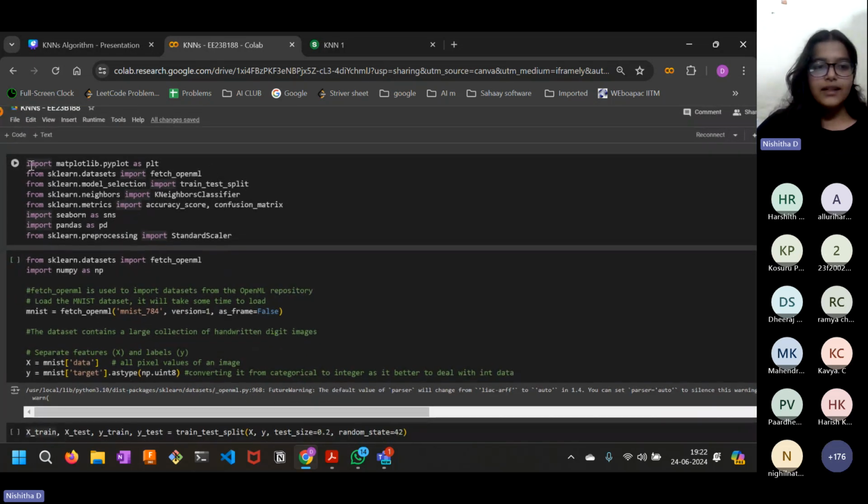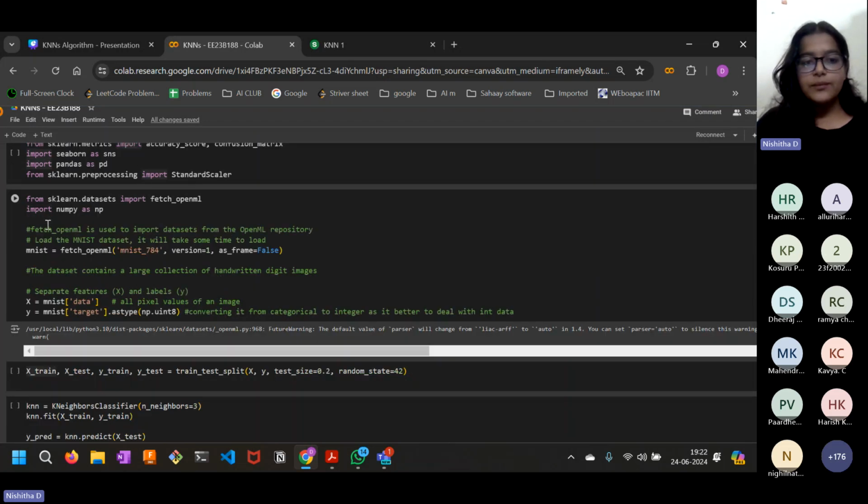Okay, so here I'm importing the libraries. We're going to create the KNN model and see how it's performing on our test data set. You'll see them as we go along. From the sklearn.datasets library, I'm importing a function known as fetch_openml. This fetch_openml is a very important function that can be used to import datasets from an OpenML repository. So this repository has datasets that we can use.